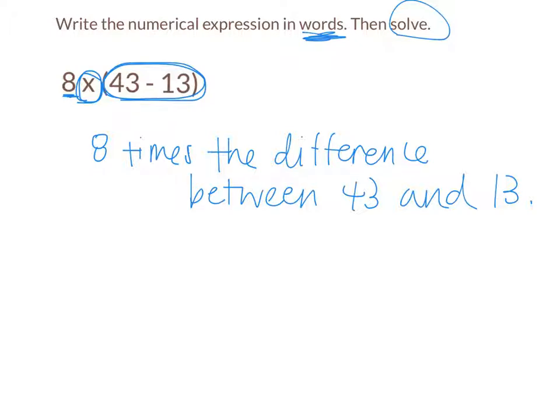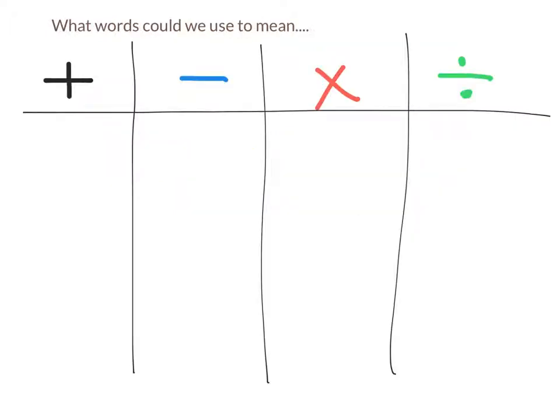Does that make sense? So I want you to go back to your chart right now. In your notebooks, I want you to make a little chart for yourself. And in your chart, there should be 4 columns. The first column should be addition. The second column is subtraction. The third column is multiplication. And the last column is division.